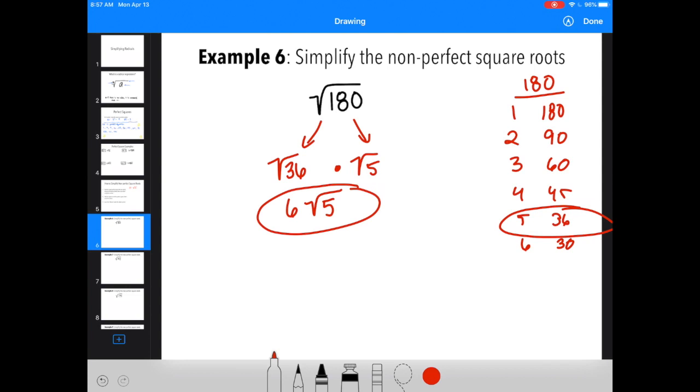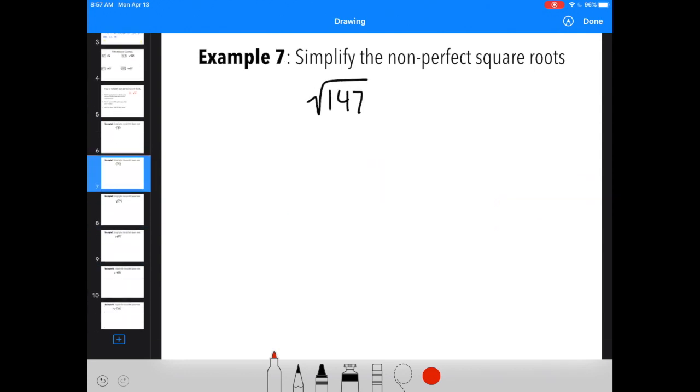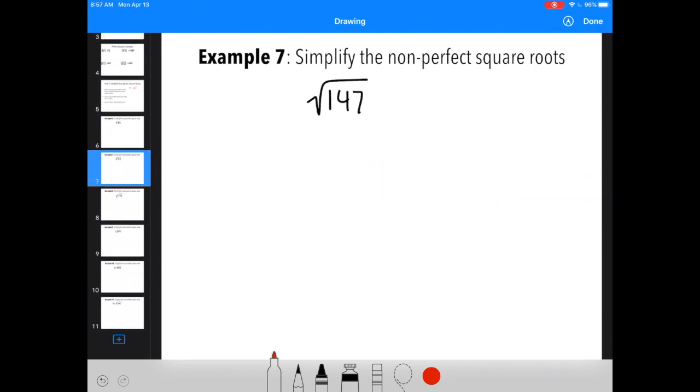All right. Let's do another problem. Example 7. I have the square root of 147. I need to simplify that, so I'm going to make my list. What are my multiples of 147? Well, I have 1 and 147, 3 and 49, and I'm going to stop here.